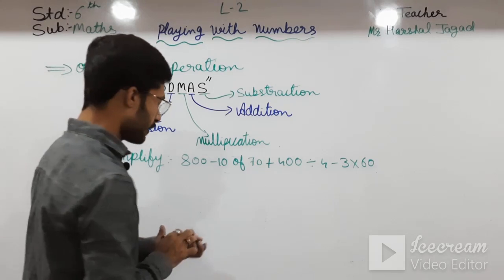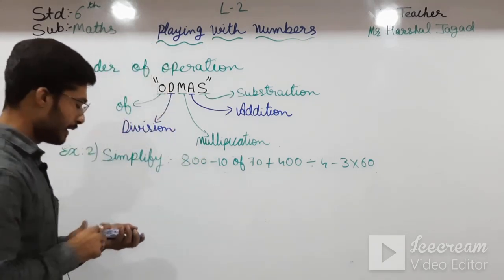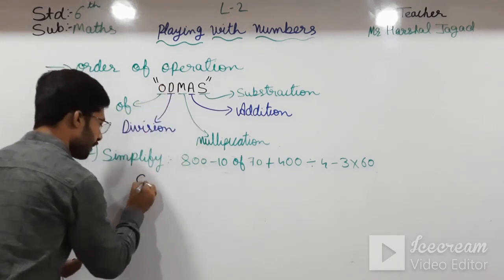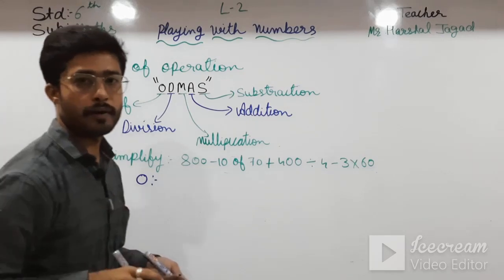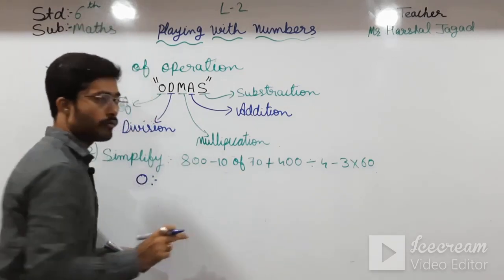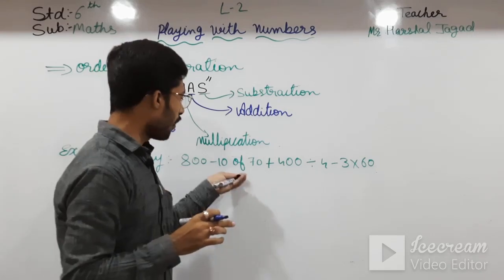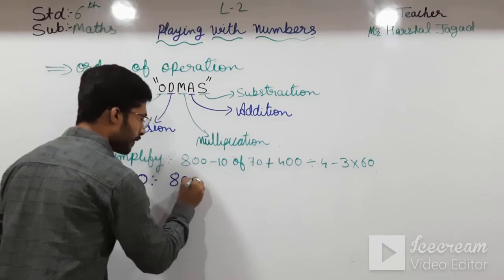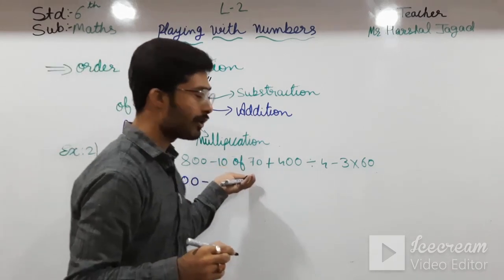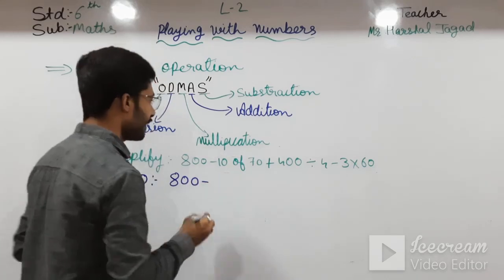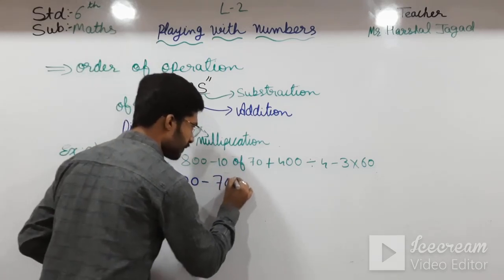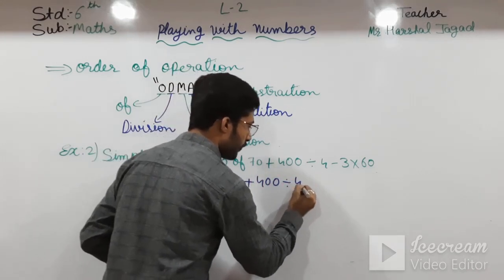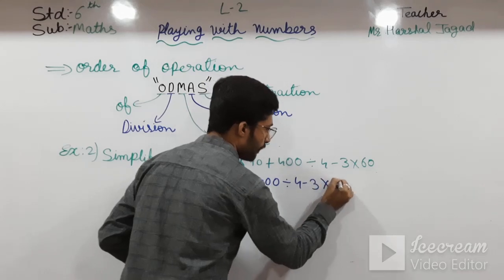Okay students, see here I am writing step by step as it is there in your textbook, that first of all we will write O. Then what is O first of all? That is of. Then first of all we will do the of into multiplication. So how does it happen? 800 minus of means 10 into 70, that is 700. 700 plus 400 divided by 4 minus 3 into 60.